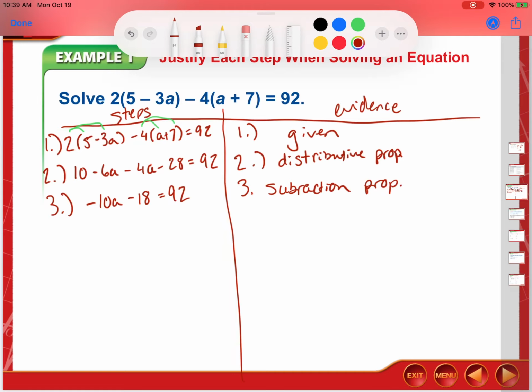I could also say addition property there, since I could have added those together. If I said 10 plus -6a plus -4a plus -28, then I could say the addition property. But it all just depends on how you want to do it.